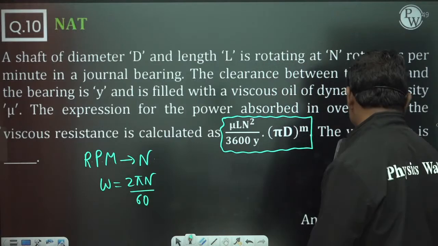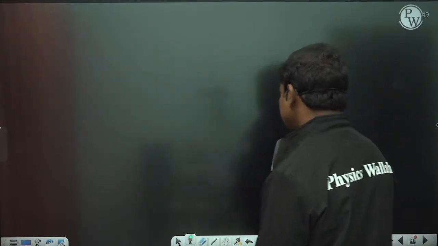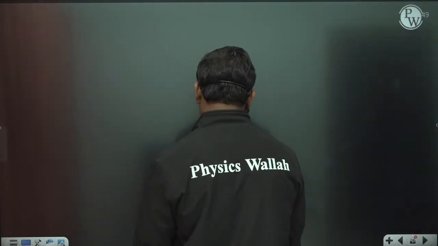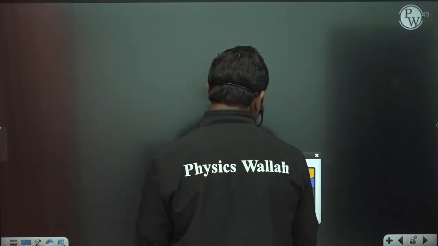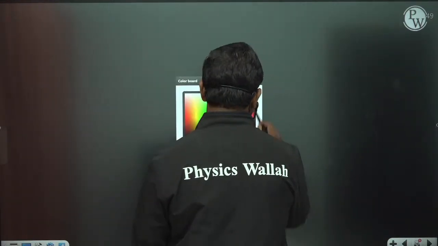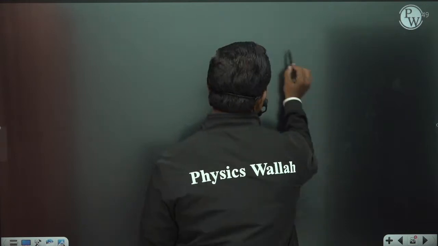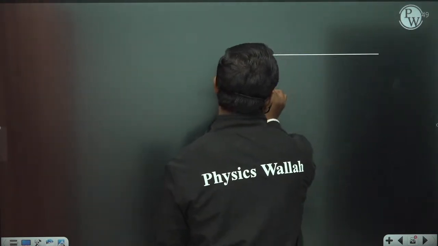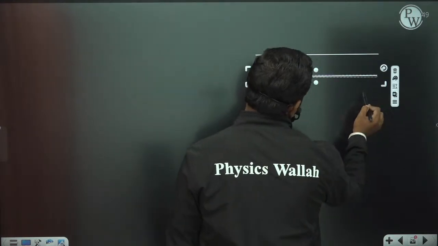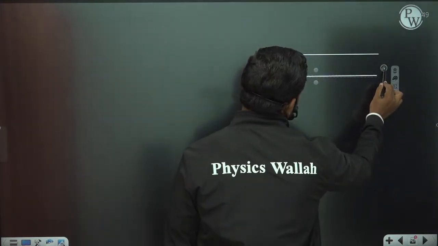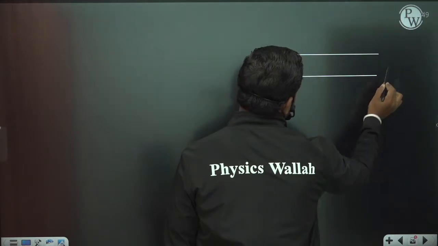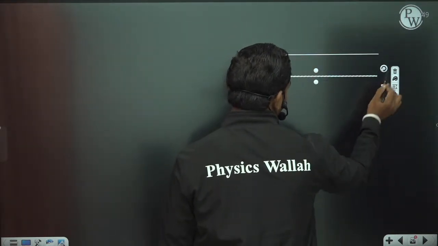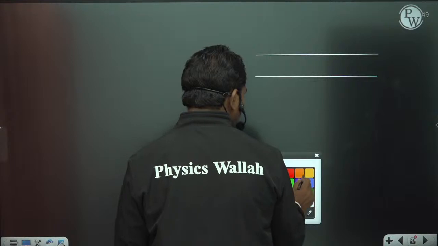Okay, so let us check here. If you see, there is a shaft like this, some small shaft like this, and this shaft has an axis.